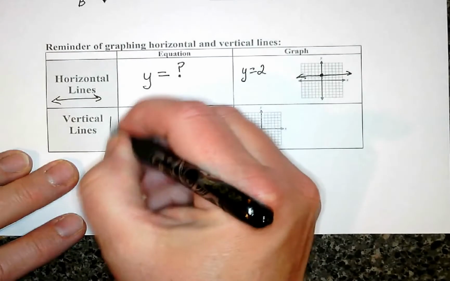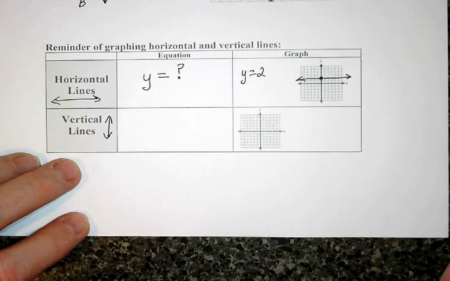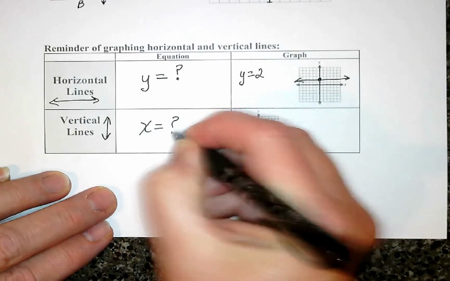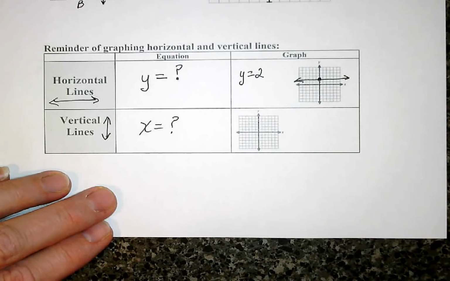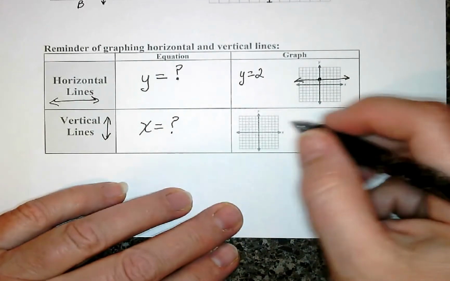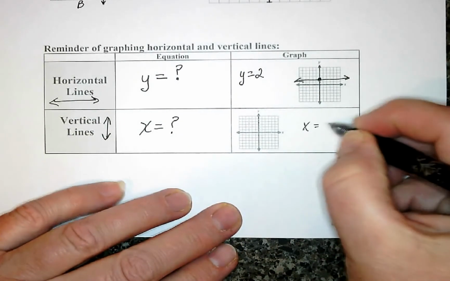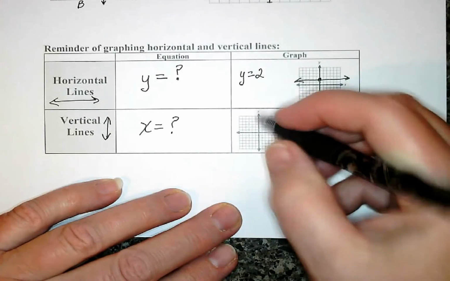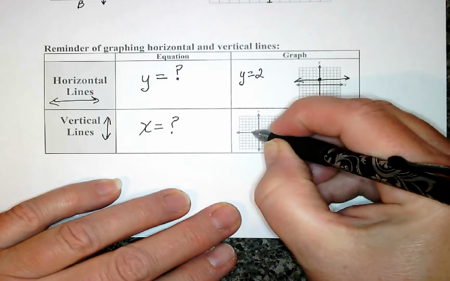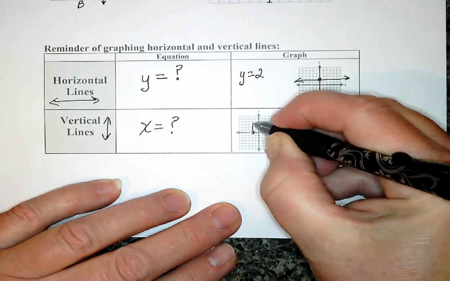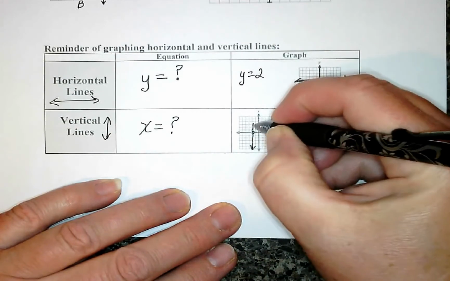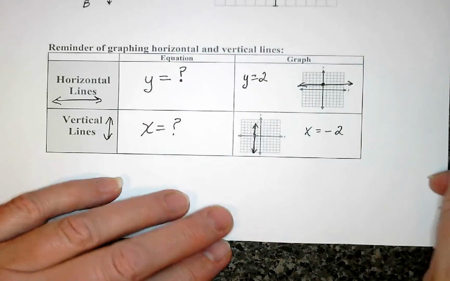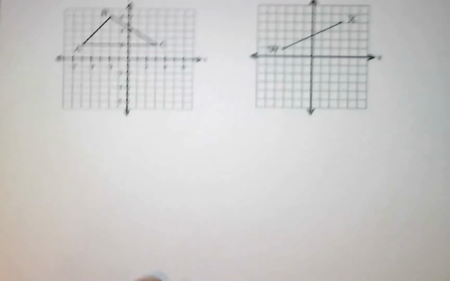Same thing happens for vertical lines. Vertical lines are up and down. The equation is always going to look like x equals something, usually a positive or negative number. For example, if I have x equals negative 2, I know it's going to go up and down through negative 2. So here's x, 1, 2, there's my negative 2, and my line of reflection is going to be vertical right through negative 2. So let's take a quick look at some examples like that.